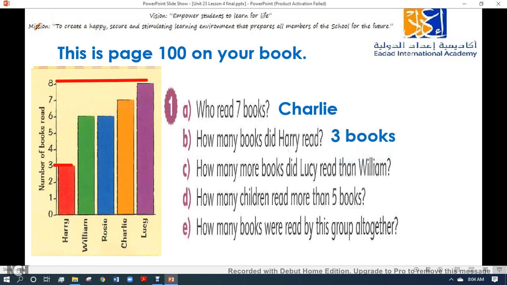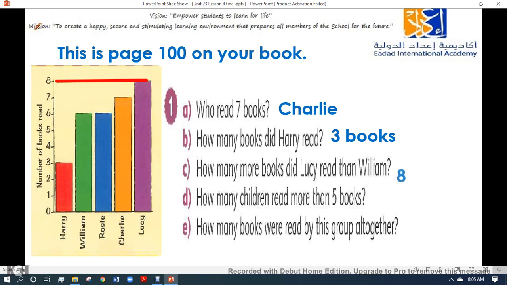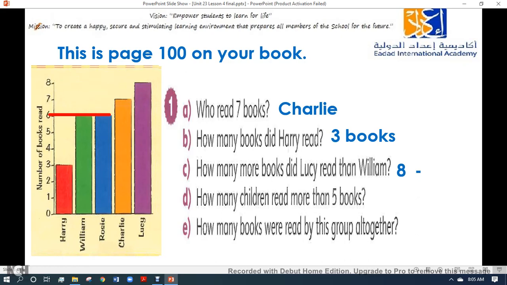Now, how many more books did Lucy read than William? We know that Lucy read 8 books, and we want to know how many books more she read than William. All we have to do again is to subtract 6 from 8. Great job. Because when we have this problem class, always remember that we will use subtraction as the operation to find out the answer. So that is 8 minus 6, it's equals to 2.